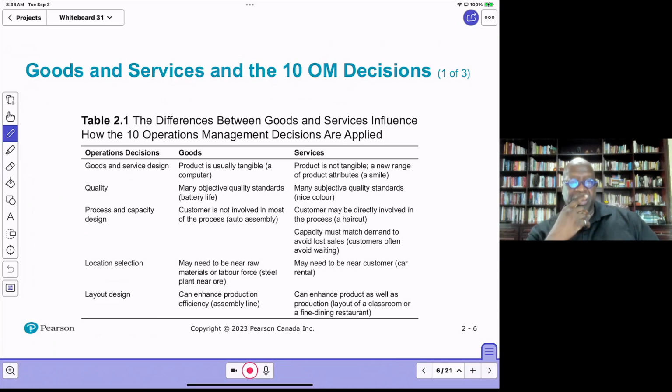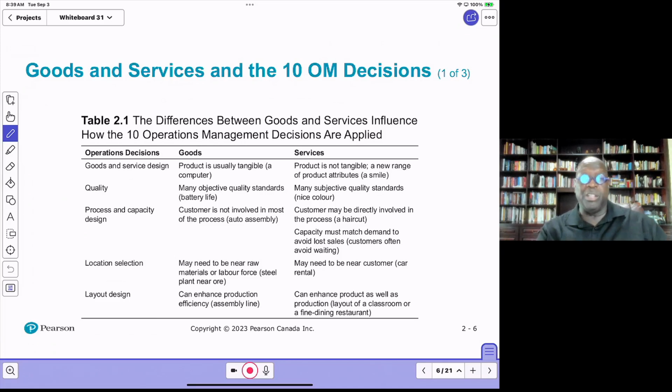So with goods and service design, the product is usually tangible, and essentially you have to design a tangible product. So there are ways in which we approach the design of tangible products. If the product is not tangible, which is a service, it's a new range of product attributes. So you have features that you provide. You have an experience that you try to provide.